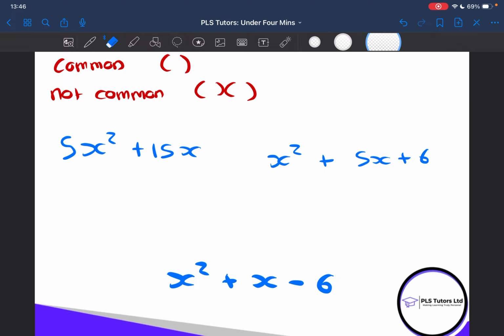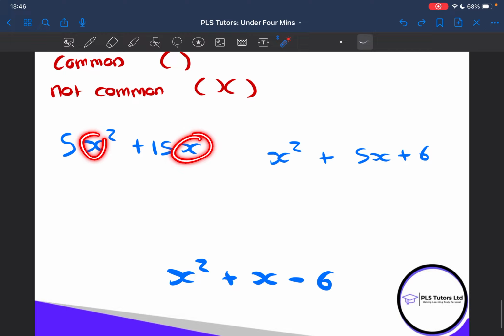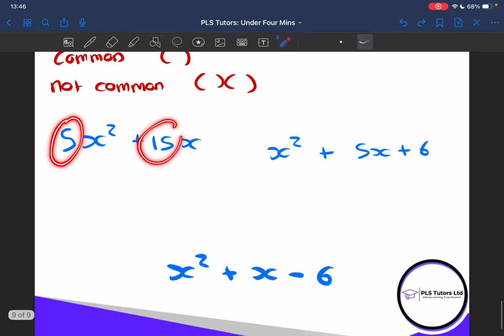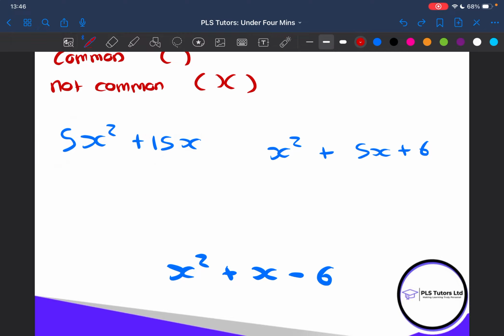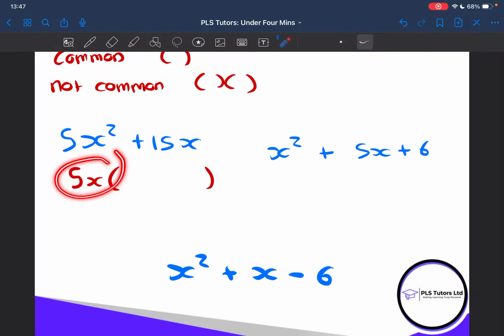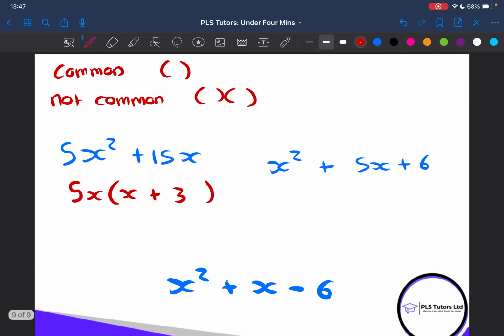So 5x squared plus 15x, they have something in common. They both have x, and they're both multiples of 5. So because they have x and 5 in common, 5x goes on the outside. We times 5x by x to give us 5x squared, and we times 5x by 3 to give us 15x. Something in common means they just have one bracket.